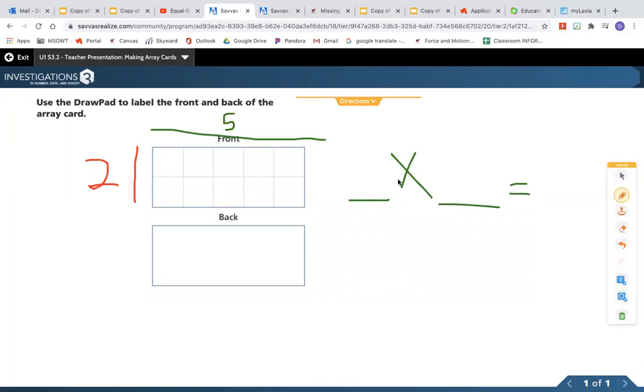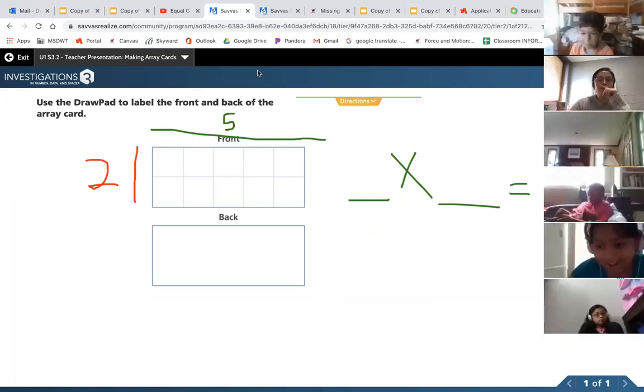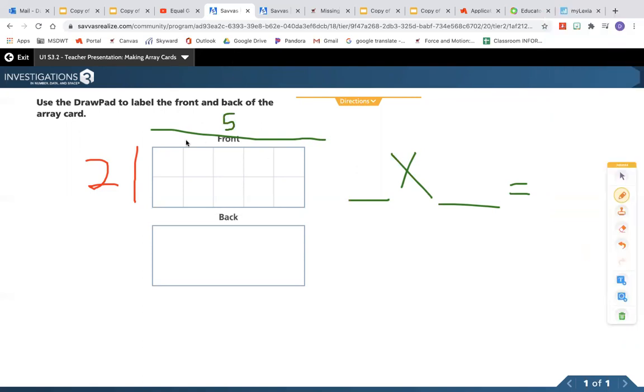Malachi, what we're doing right now is we're figuring out what our multiplication problem is. All right. Who can give me one of the multiplication problems? Kwaku. 5 times 2, good. Equals what? 10.